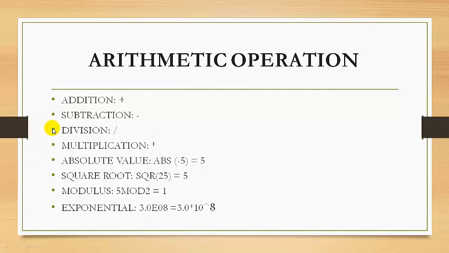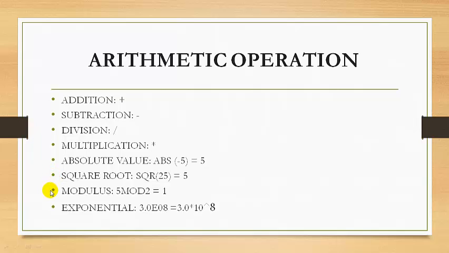Next is division, multiplication, and the next one we have is the absolute value, which gives us the positive number of any number, either negative or positive. And next we have the square root. SQR of 25 is going to give us 5.